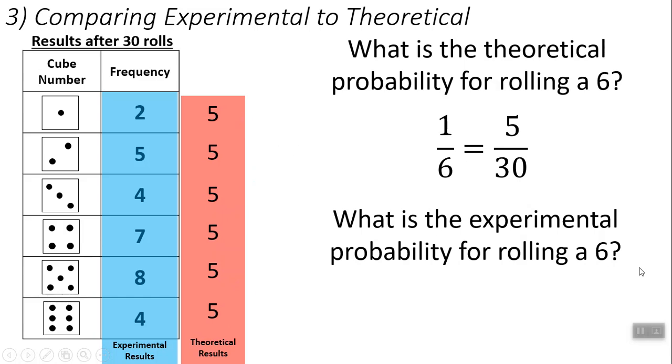What is the experimental probability for rolling a 6? Well, when we did the experiment, we rolled a 6 4 times. You could also see it as 2 out of 15. They might give it to you in lower terms. You never know. You have to be comfortable understanding that both of these represent the same thing.